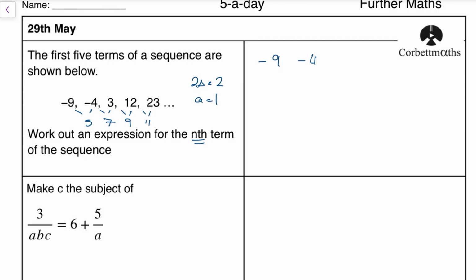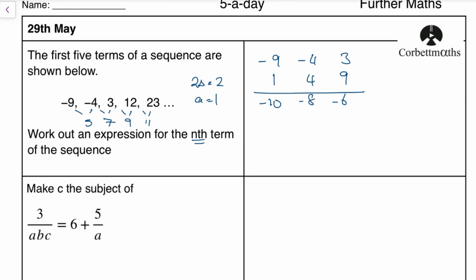So minus 9, minus 4, 3. 1 times n squared is 1, 4, 9. In other words, 1 squared, 2 squared, 3 squared. Take these away. Minus 9 minus 1 is minus 10. Minus 4 is minus 8. 3 minus 9 is minus 6.